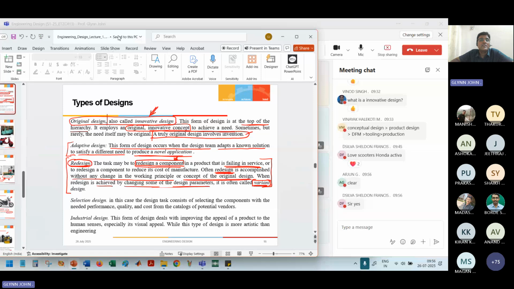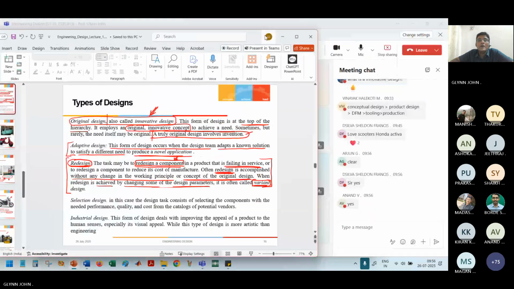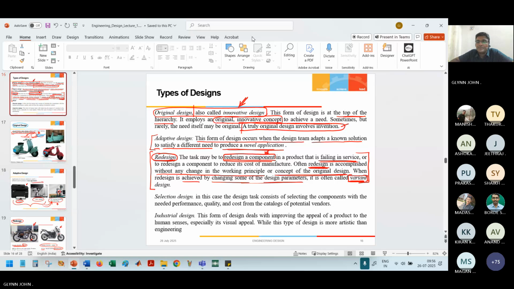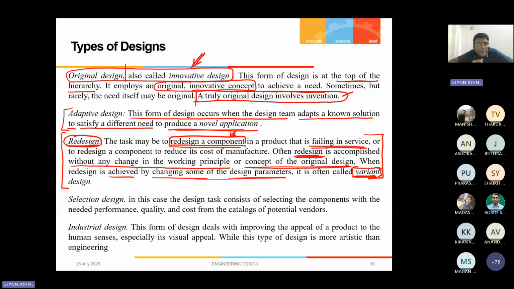Okay, fine. So next is selection design. What do we mean by selection design? Okay, now when you're designing a motorcycle, you probably will design the frame, you'll design the side panels, you'll design the functional parts, right? Now, there are things that you will not design, right? You'll simply buy from somebody and use. For example, the tires. You will not design the tires, right?